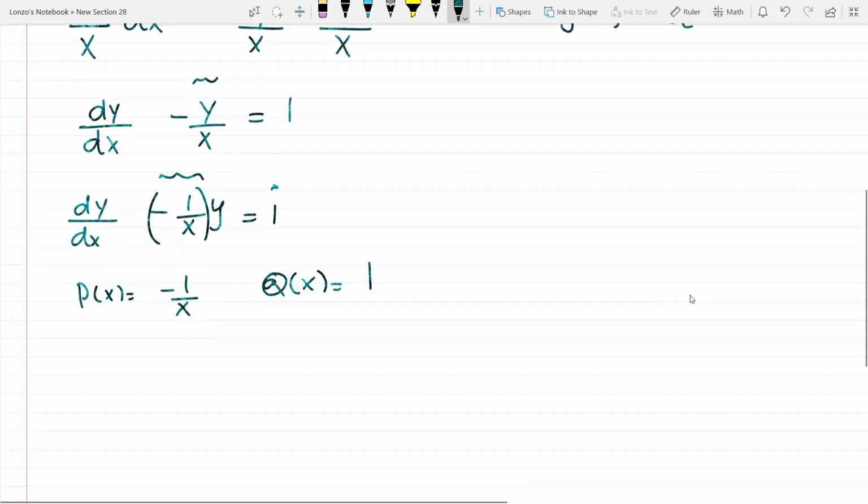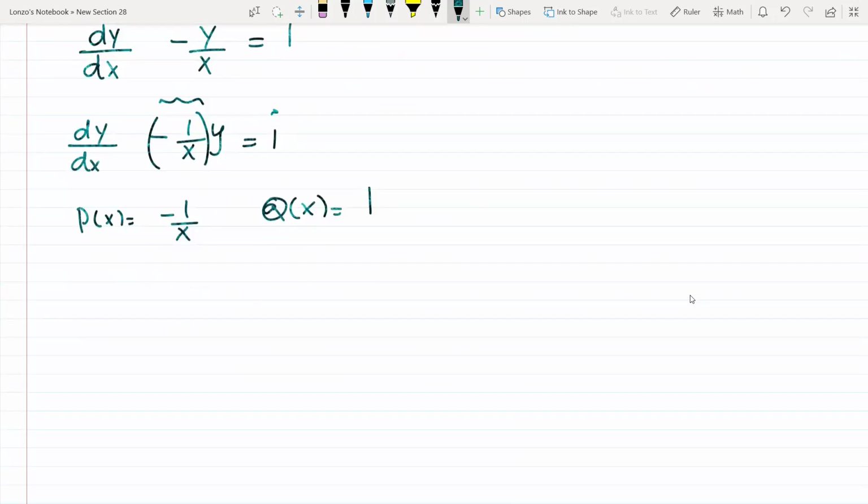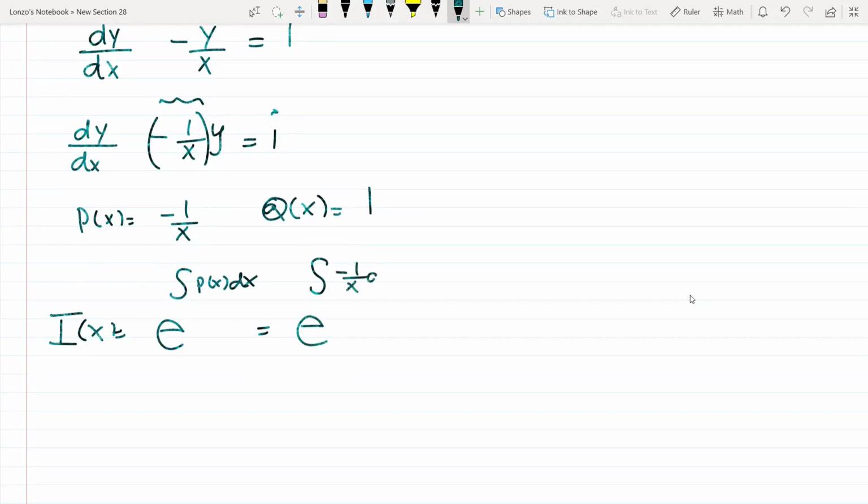Okay, so now I have to find my integrating factor. It's going to be I of x equals e to the integral of p of x dx, correct? And what is my p of x? It is negative 1 over x. So it's going to be e to the integral of negative 1 over x dx. Now how do I take the integration of negative 1 over x dx?